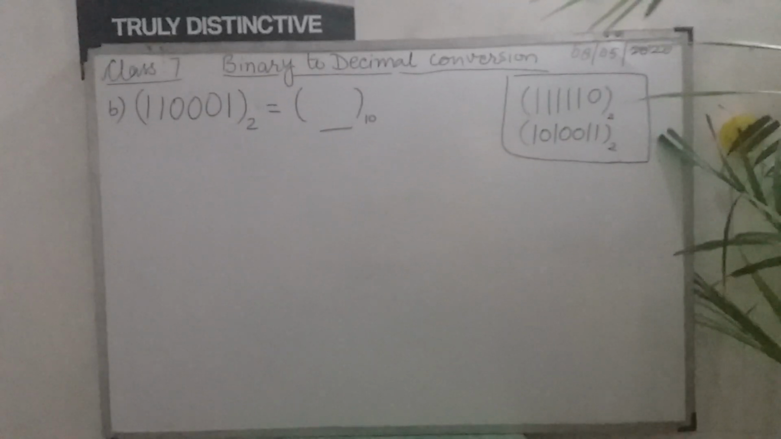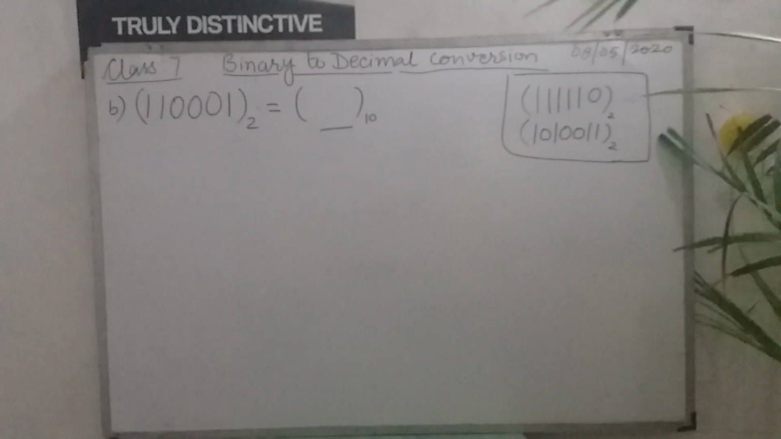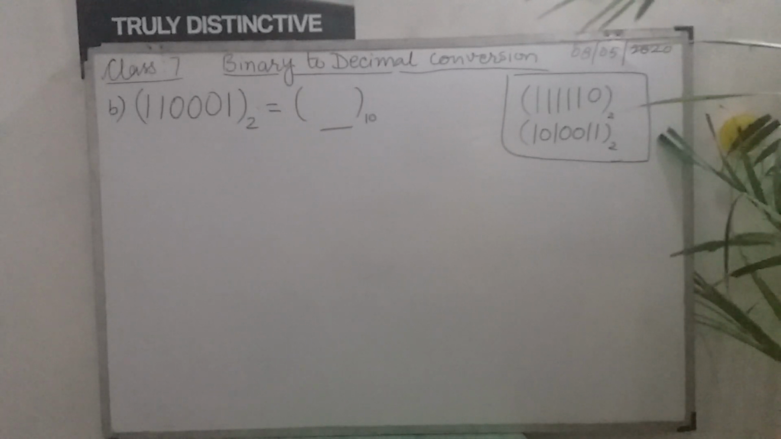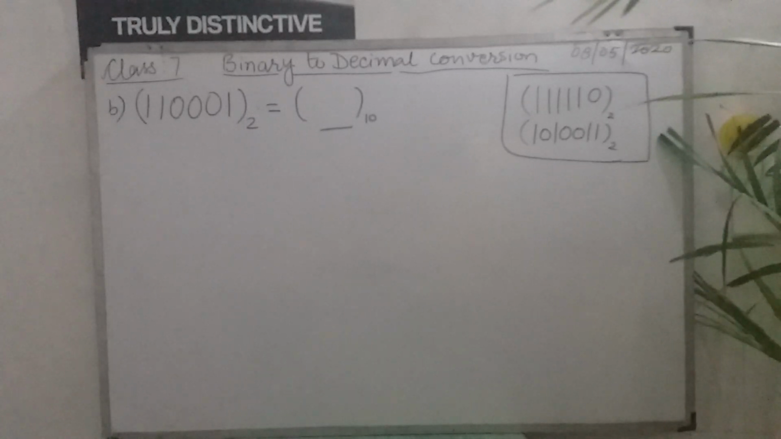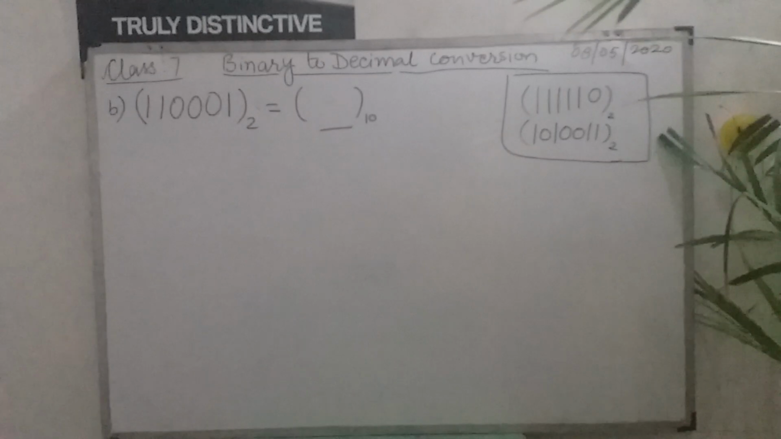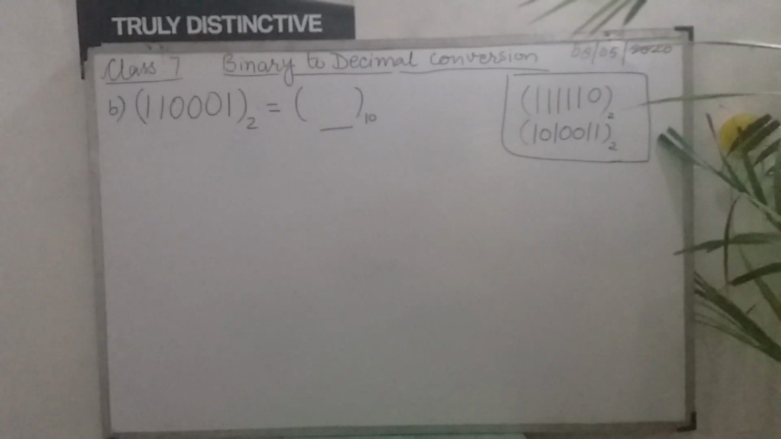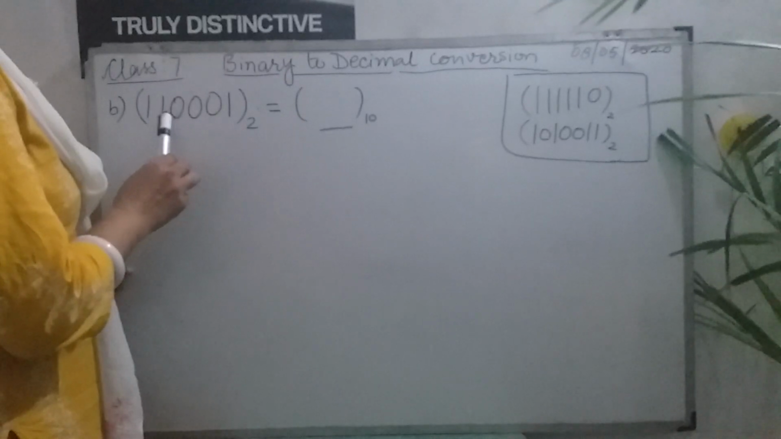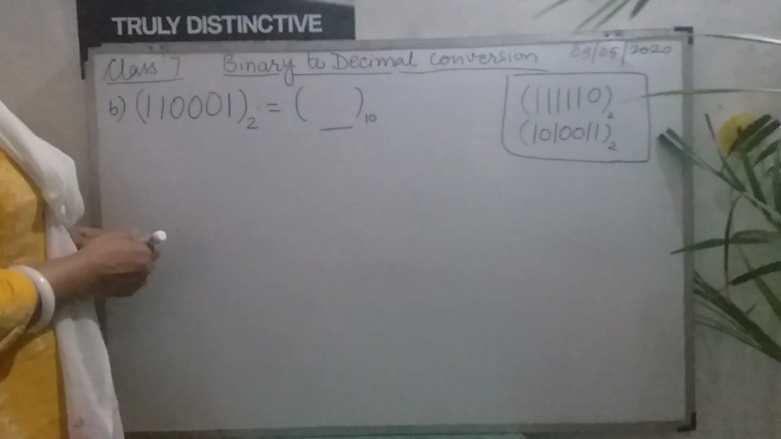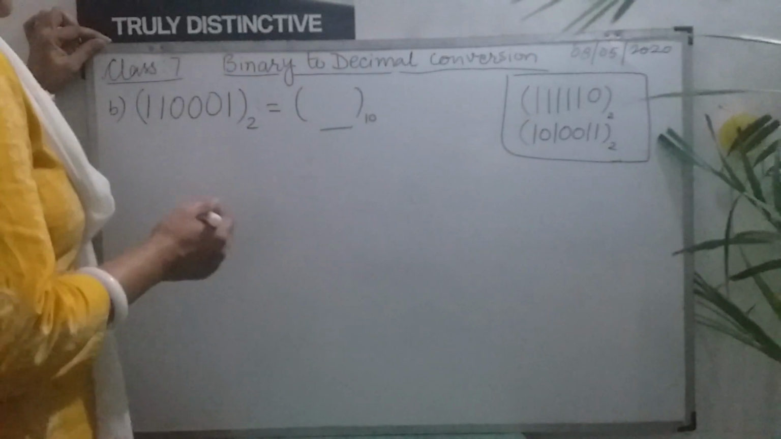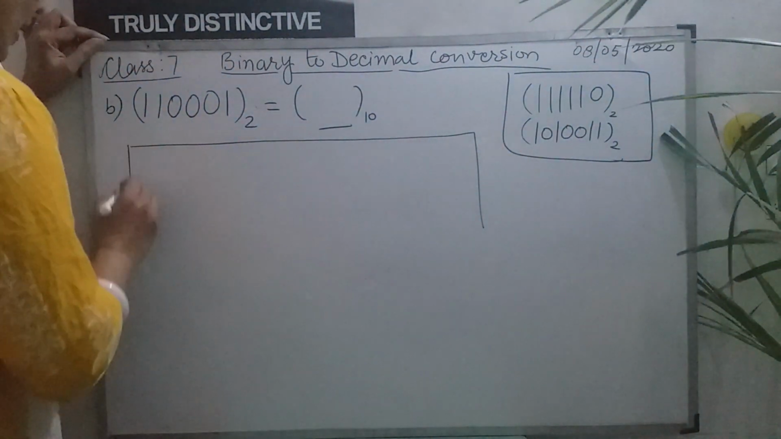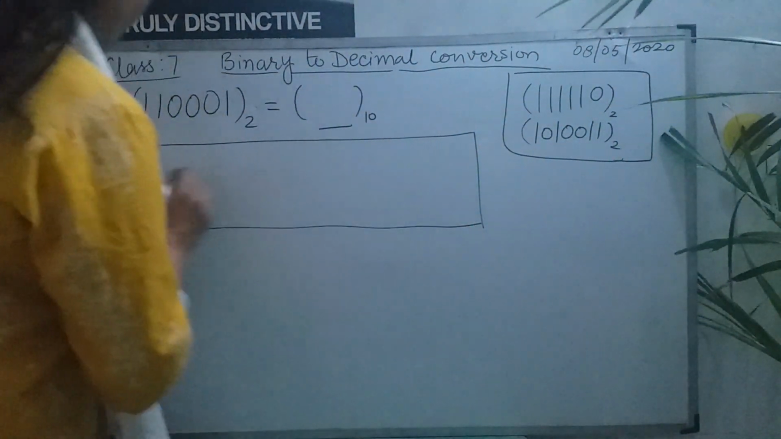So students, the next example: the binary number is 110001. This is a binary number and we have to convert it into decimal. So how do we convert? First of all, we have to count the total number of digits. The total number of digits is 1, 2, 3, 4, 5, 6. Total 6 digits are here. So we will draw a table having 6 columns.